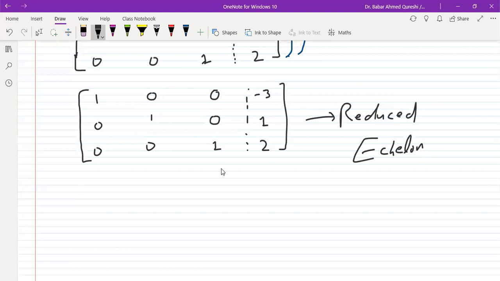And the whole point is that I was doing back substitution. Reduced echelon form does the final step of back substitution. And now the solution is in front of you. X3 is 2, X2 is 1, and X1 is minus 3. That's what we had found.